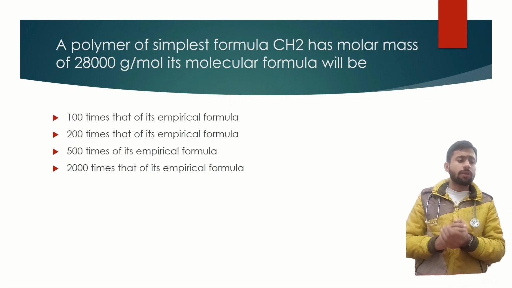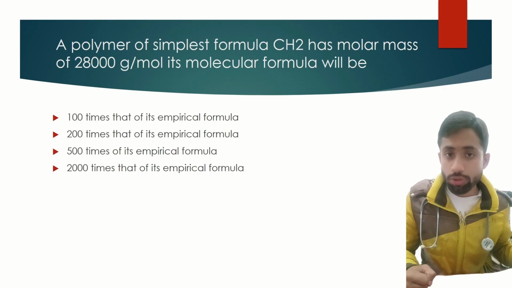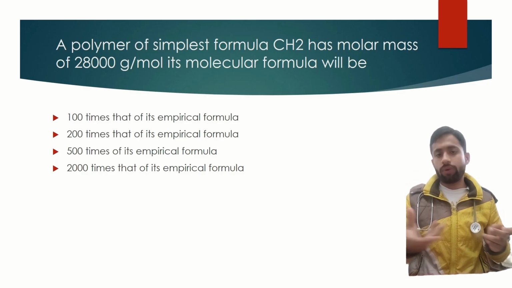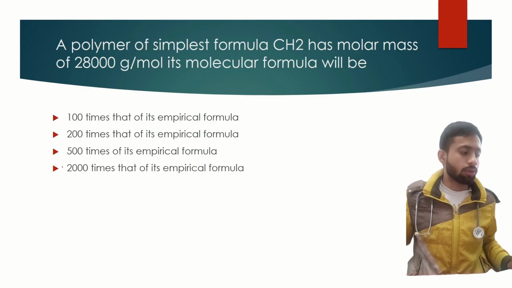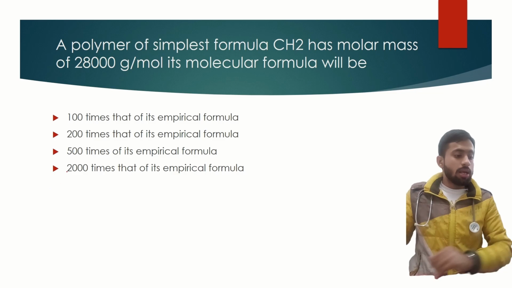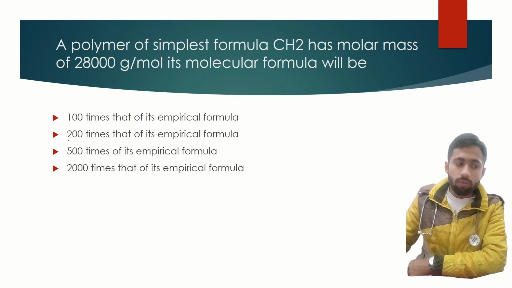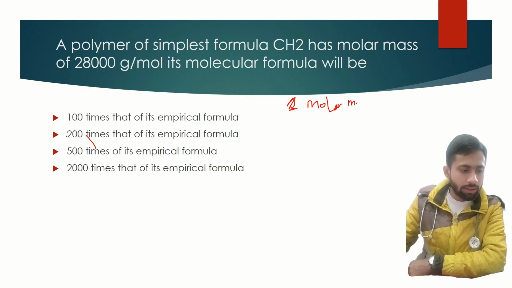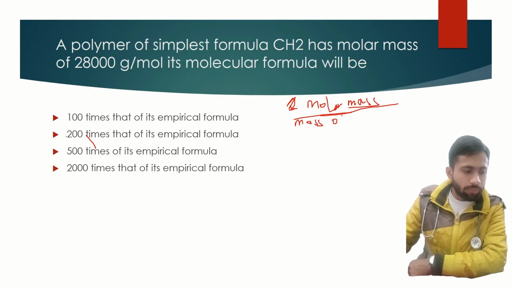A polymer of simplest formula. Okay, this is another MCQ which was not discussed in our lecture, but it might come in your MDCAT, so we had put it in our mock test that was free of cost. So basically, to solve these questions, you just need to do one thing: first of all, write down the molar mass, then divide it by the mass of the empirical formula, whatever that empirical formula is.